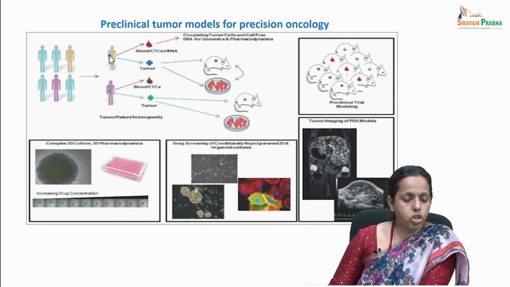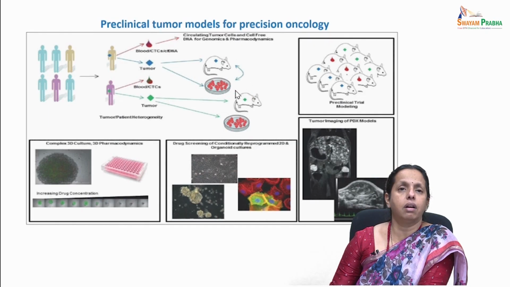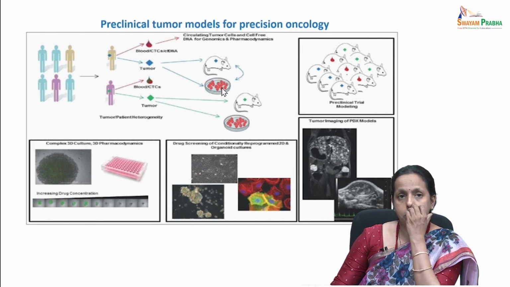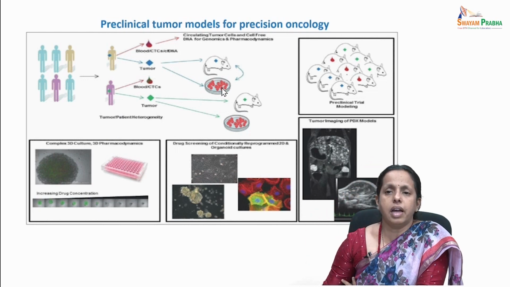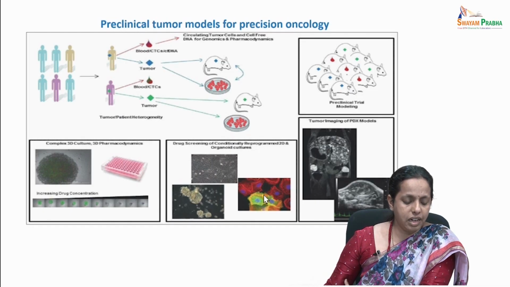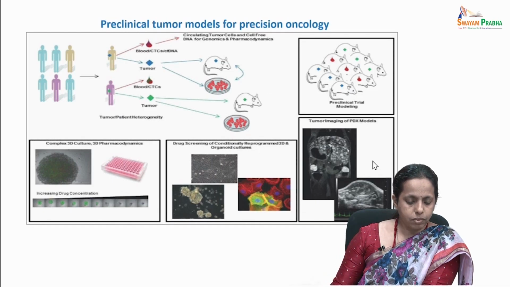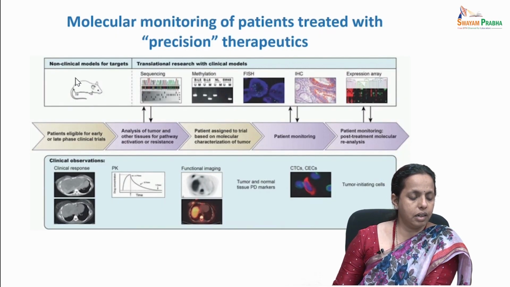So for example, the tumor from here may be very small, but if I can do a passage number 1, 2, then I can really have a molecular characterization of this particular tumor. I can take this tumor, I can do sequencing, and then drug screening. All this I can completely do using these models, and I can even do imaging also on the PDX models. So as I said, these are the non-clinical models for your targets. Then you have the translational research with your clinical models.